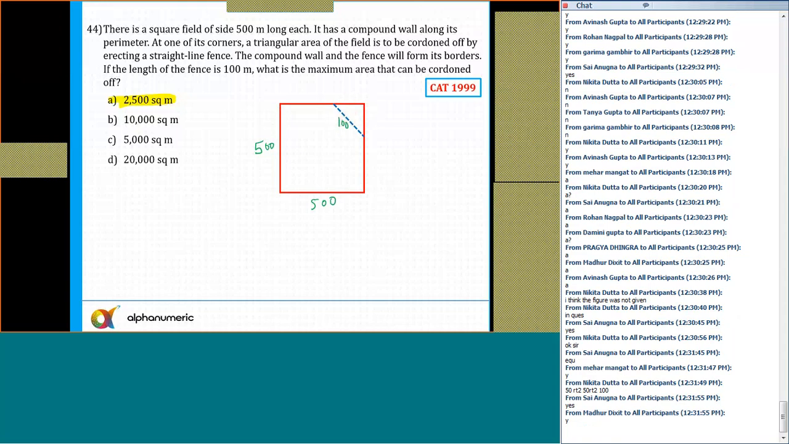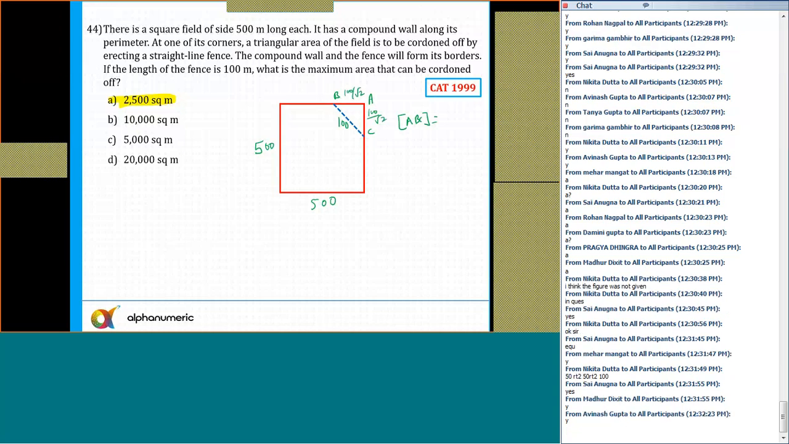So these two sides will be equal. If I mark the points, let's say this is A, this is B and this is C, what is the area of the triangle ABC? I can say this is equal to 100 by root 2. Yes or no? And 100 by root 2.